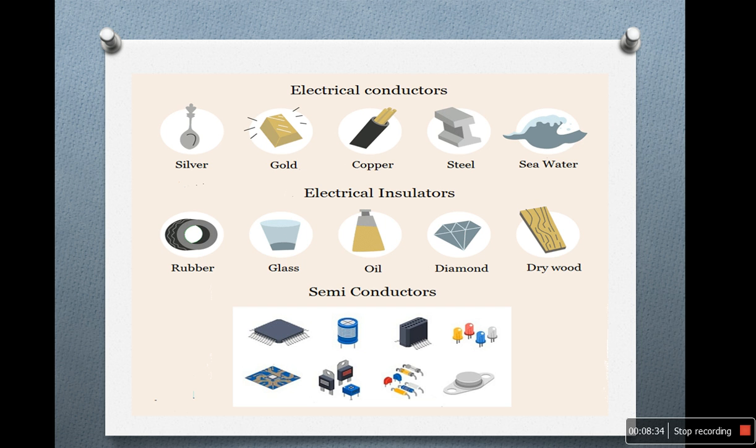Now these are the electrical conductors. What are conductors? Conductors are materials where the energy gap is zero. That means the conduction band and the valence band are overlapped. Good examples of conductors are silver, gold, copper, steel and seawater. A material having zero energy gap is called a conductor.